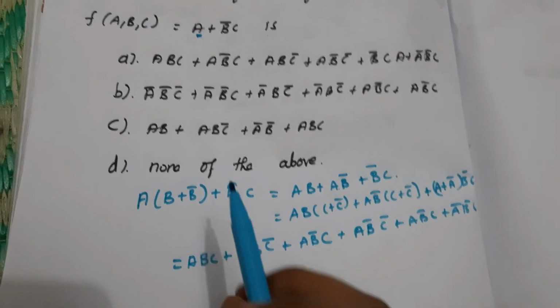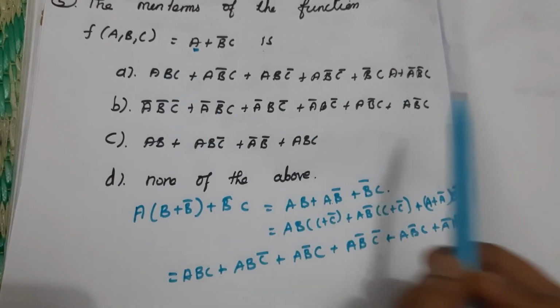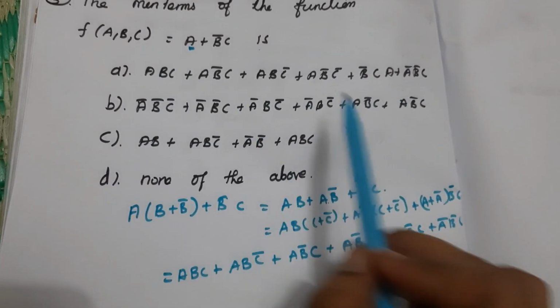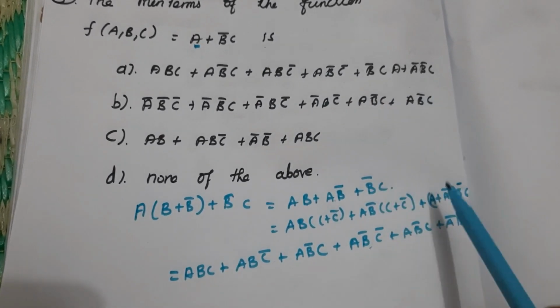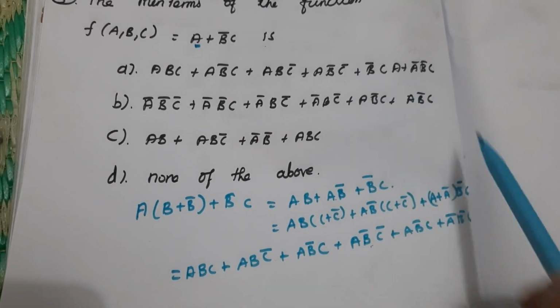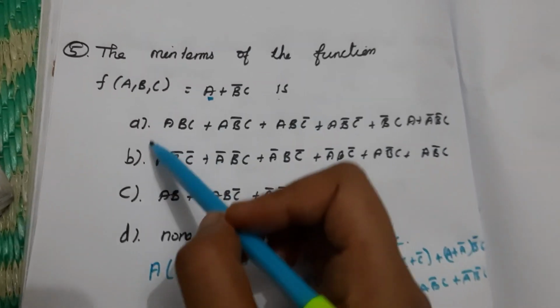So now the answer is abc + ab'c + abc' + ab'c' and a'bc and a'b'c. So here the answer is A.